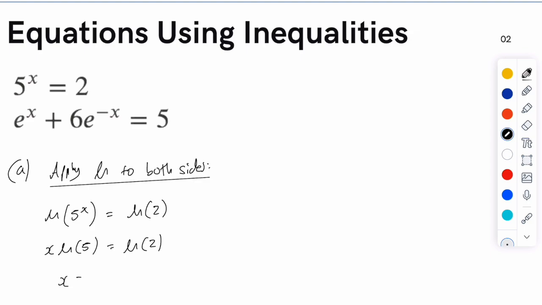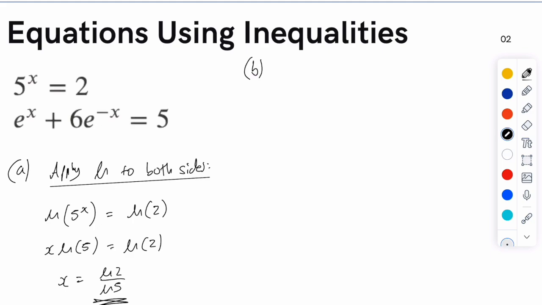So therefore, x is going to equal ln 2 over ln 5. Okay? And that's going to be the answer for that one. Very simple, as you can see. Nothing too difficult here.